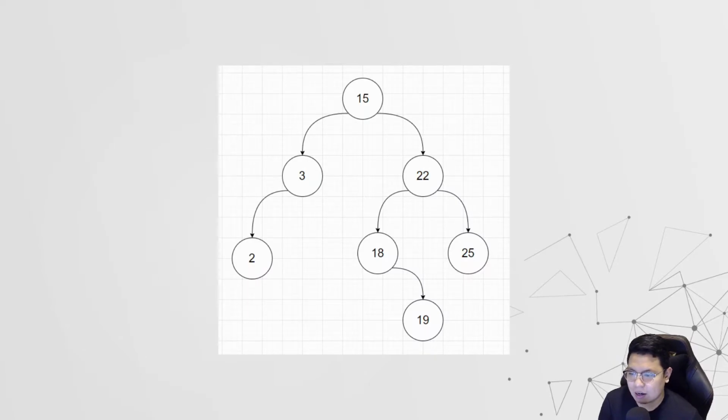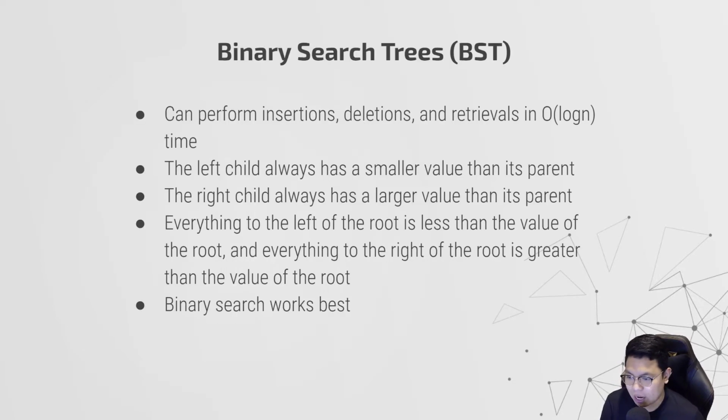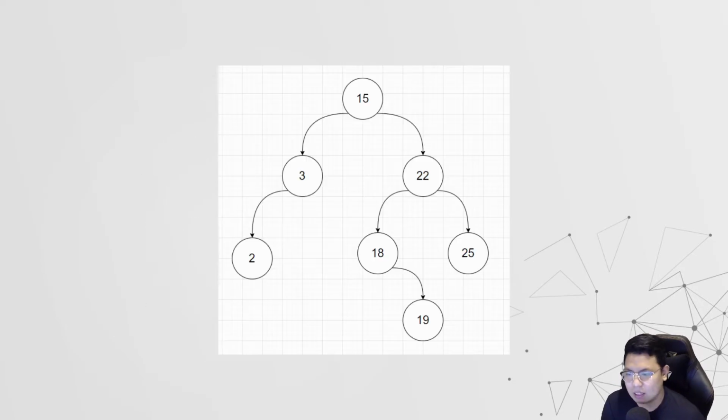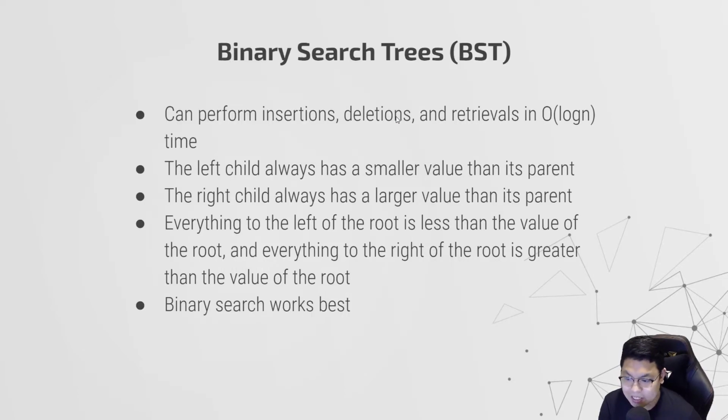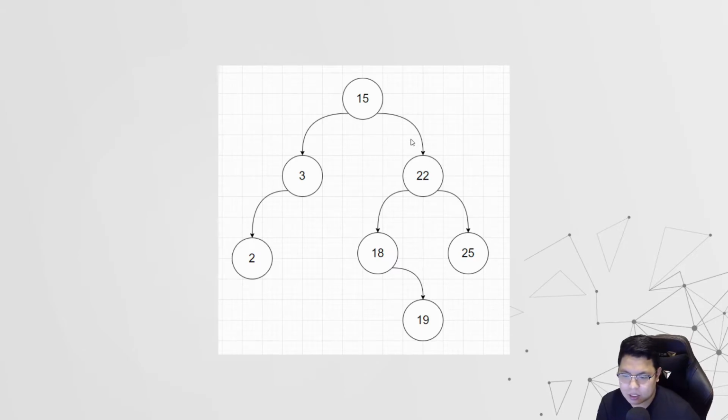So let's take a look at a binary search tree here. As you remember, let's go back. The left child always has a smaller value than its parent. Let's look at the first left child, 3. 3 is less than its parent, 15. The right child always has a larger value than its parent. Let's take a look at 22. 22 is larger than its parent value, right? Let's dig in deeper. 18 is less than its parent, so it's in the left position. It's 22's left child. And here, let's take a look at the right child of 22, which is 25. 25 is larger than 22.